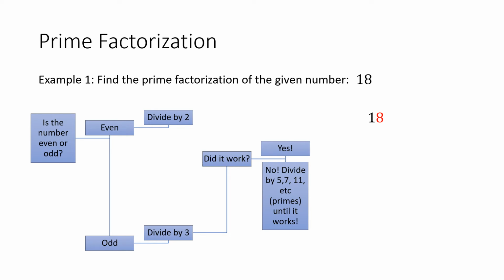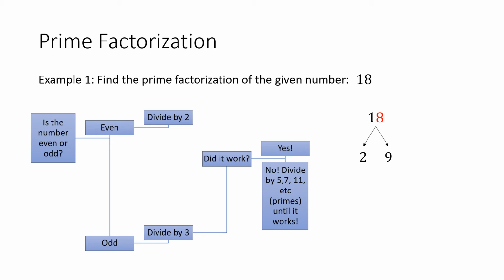So let's start with 18. The last digit in 18 is an 8, and since it's an 8, that means the number is going to be even. So we're going to divide by 2. When we divide by 2, we get 9.